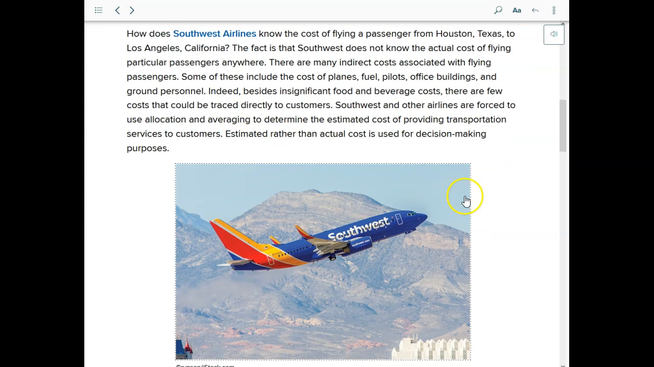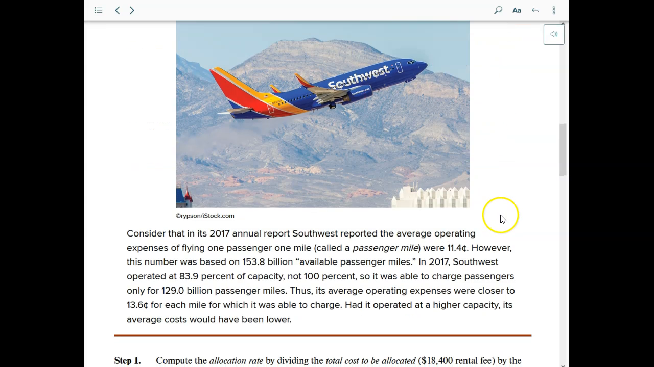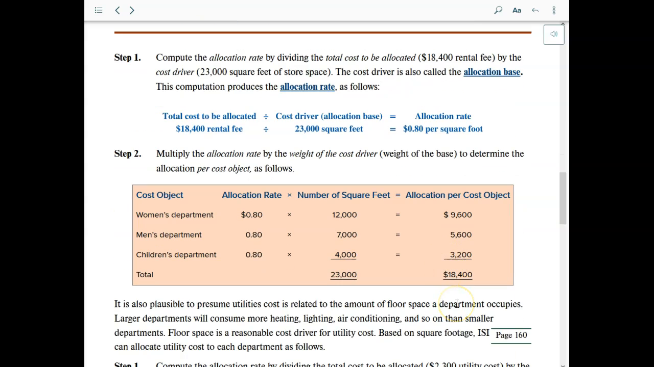Now, just a little example here. Look what Southwest Airlines will do. Back in their 2017 annual report, they went through the calculations in detail enough to say that to fly 1 passenger 1 mile, it cost them 11.4 cents. Of course, they had 153.8 billion passenger miles, but overall, it cost 11.4 cents to fly 1 passenger 1 mile during that year. Let's get back to our example.